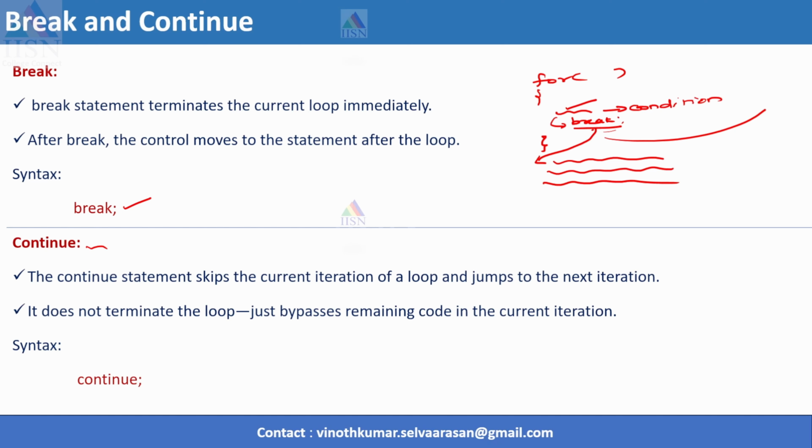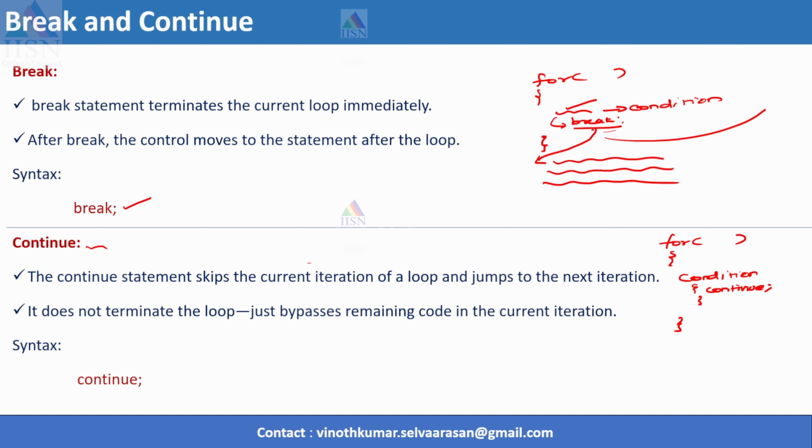The continue statement is going to skip the statements below it and move to the next iteration. Same thing, I'm just going to write a for loop. Here I am writing one condition. If the condition is satisfied, I'm going to write the continue statement inside this.